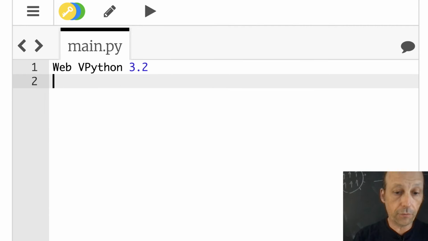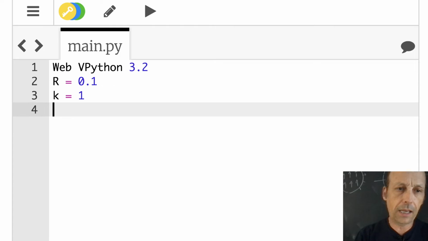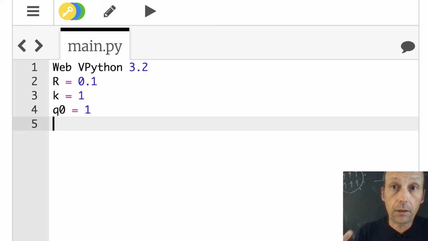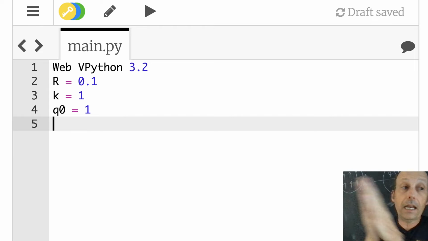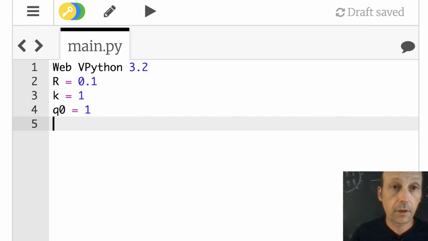So let's start off with the radius of our sphere, 0.1. I just picked something that doesn't really matter. I'm going to need K as 1. That's my Coulomb constant. Q0, I'm going to need that later. That's going to be 1. Now I'm going to need to vary theta and phi over the surface of this sphere.